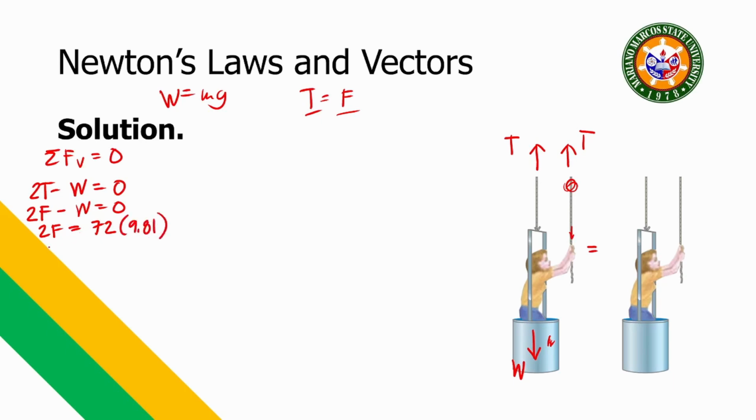So, this one is equal to 2F. So, F therefore is equal to, divide both sides by 2. So, use your calculator. This one will be equal to 353.16 newtons.